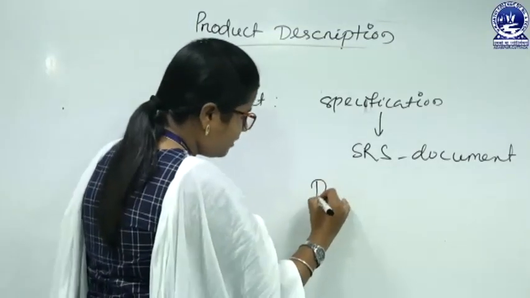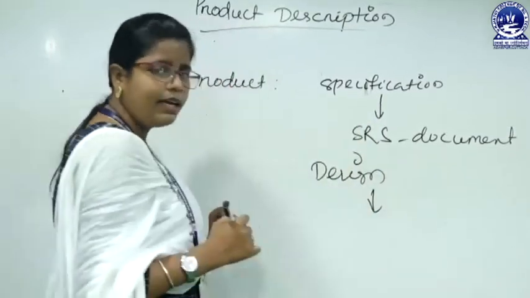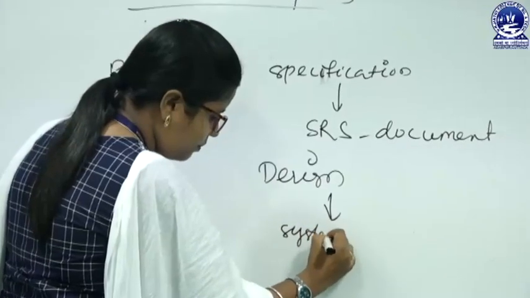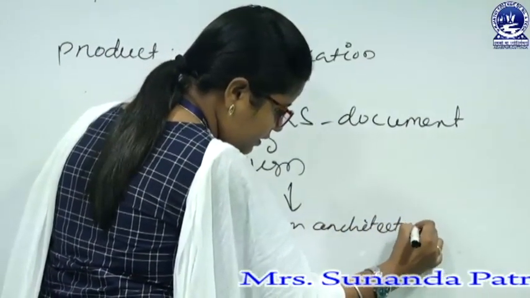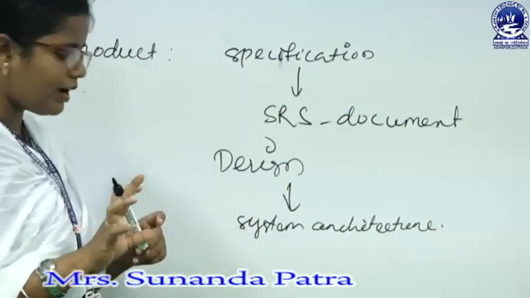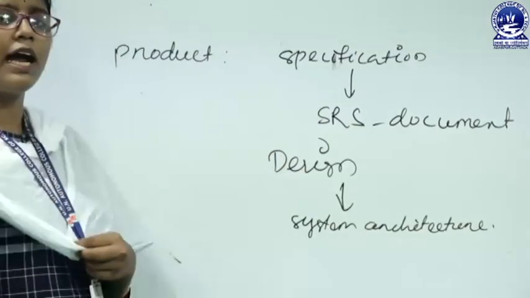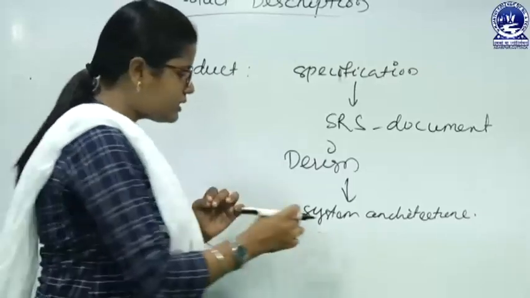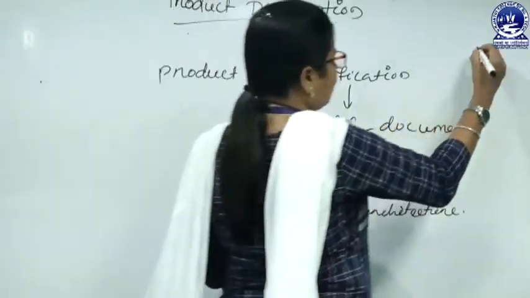Next come to design. In case of design, what is the output? The output is system architecture. So, we have to define that the outcome or the product of the design phase, at the end of the design phase, we are going to have a system architecture with us. Next come to your implementation.